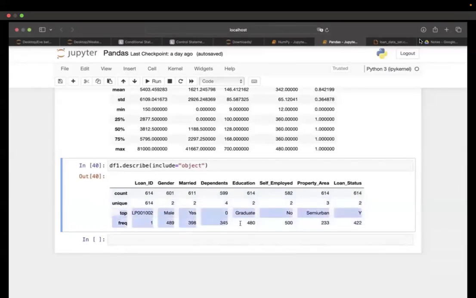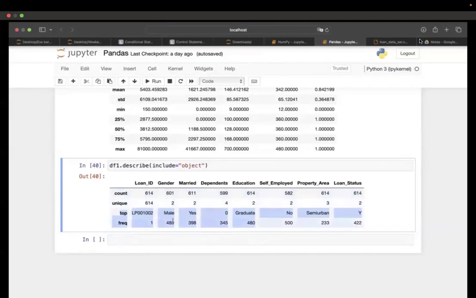Now this top and frequency is telling me the mode of the column. Do you understand what mode is? How do you define mode, guys? If I ask you what is mode, then how are you going to answer it? Frequency of the entry, right? Frequency of the data.